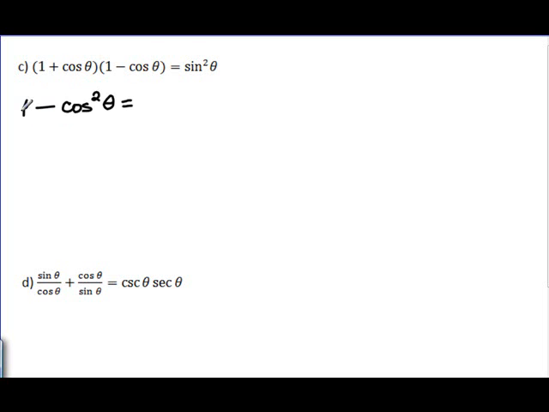So now in place of 1, we're going to put that 1 is really sine squared theta plus cosine squared theta. And we're going to leave that minus cosine squared that we had. Well, what happens there? Yeah, the cosine squared subtract out, and we're simply left with sine squared theta.